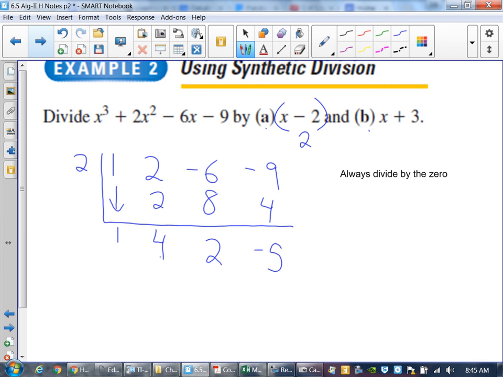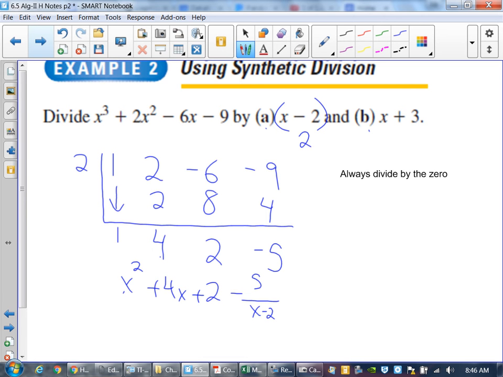What's the answer? Here's what happens. Notice you started with a third degree. When you divide it out by a singular degree, it drops it a degree. Your answer here is x squared plus 4x plus 2 minus 5 over x minus 2, because that's your remainder. That's synthetic division. You're using coefficients, multiplying and adding, multiplying and adding.